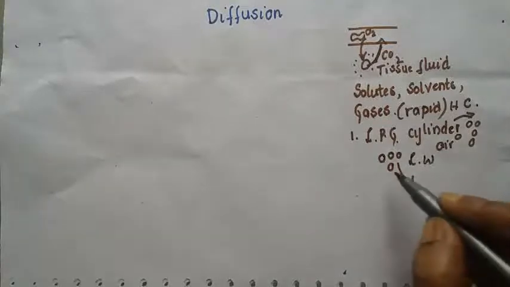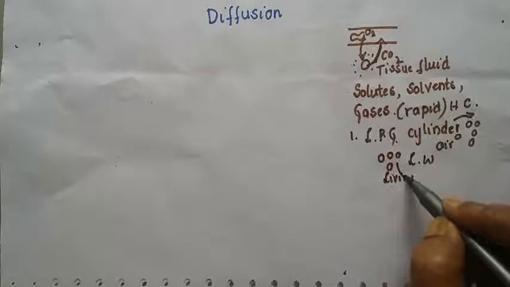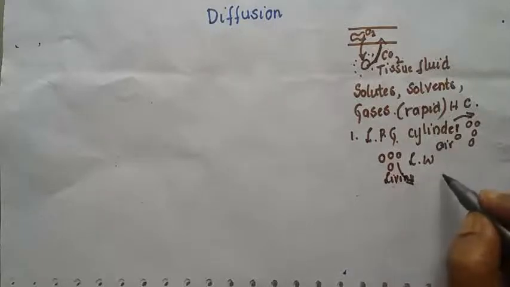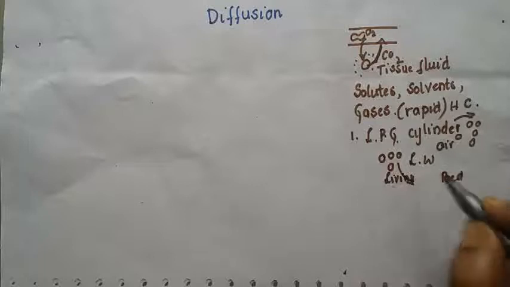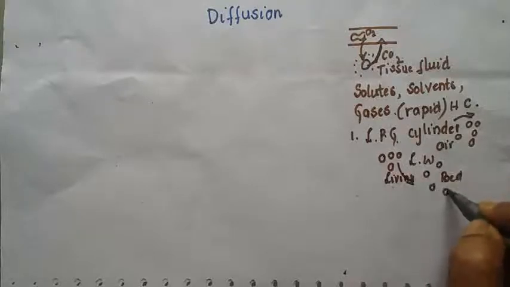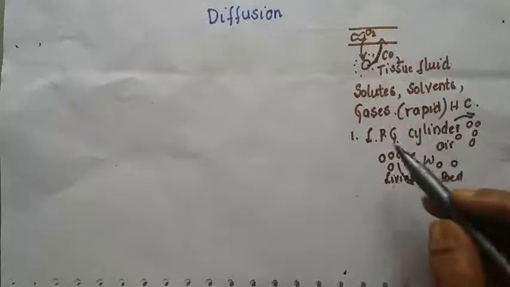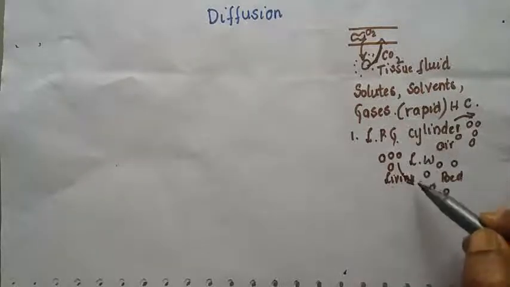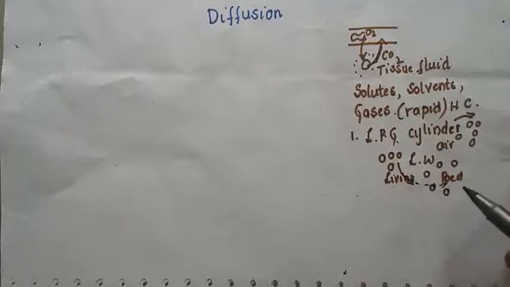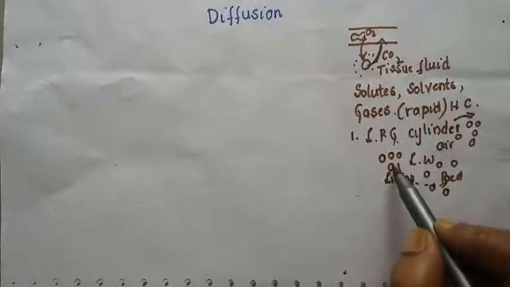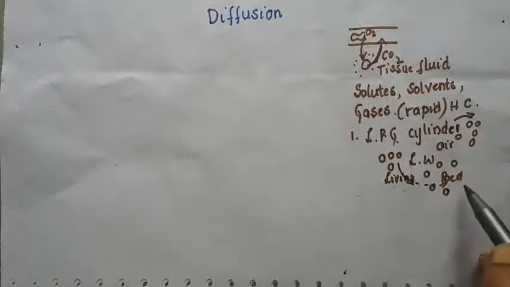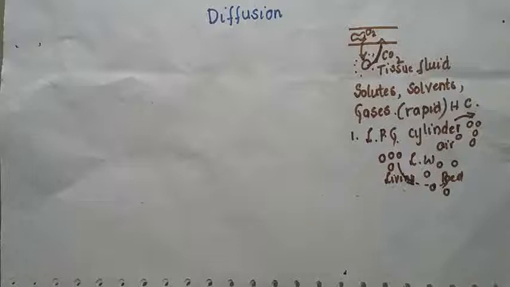Now when they are in the living room, from there they may also enter your bedroom. So the air acts as a medium for the transport of this liquefied petroleum gas, and from the living room it may enter the bedroom. Again it is moving from a region of higher concentration to a region of low concentration. In simple words, we call this diffusion, an example of diffusion in gases.